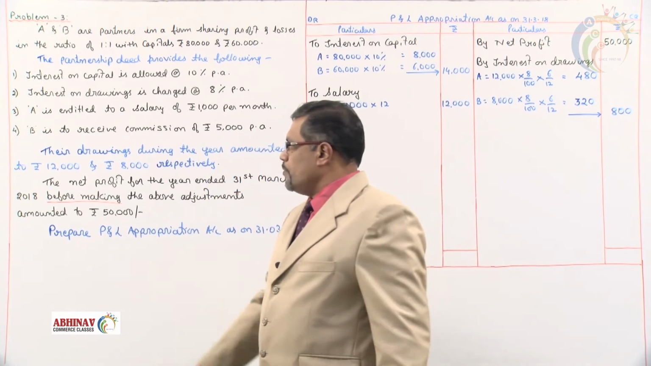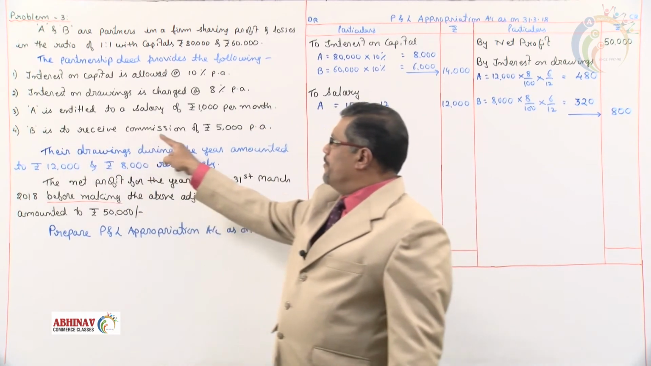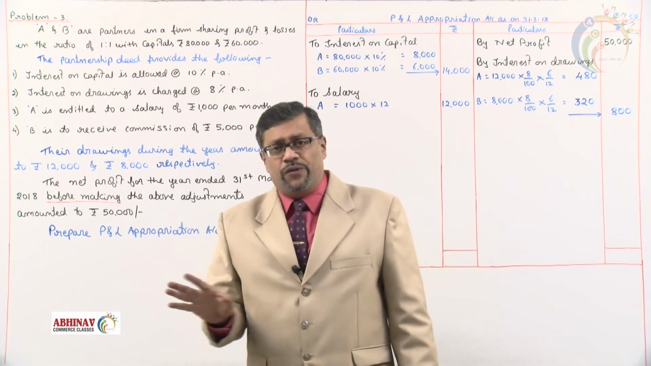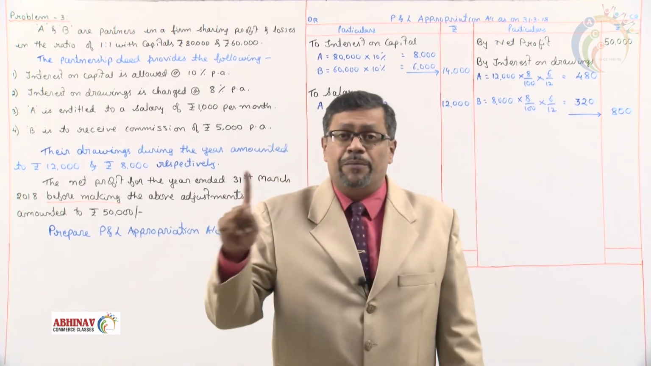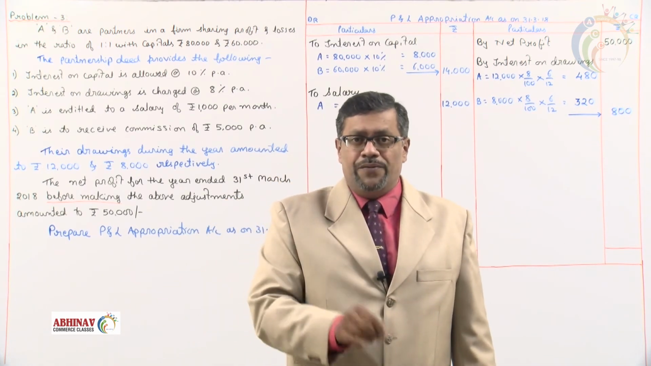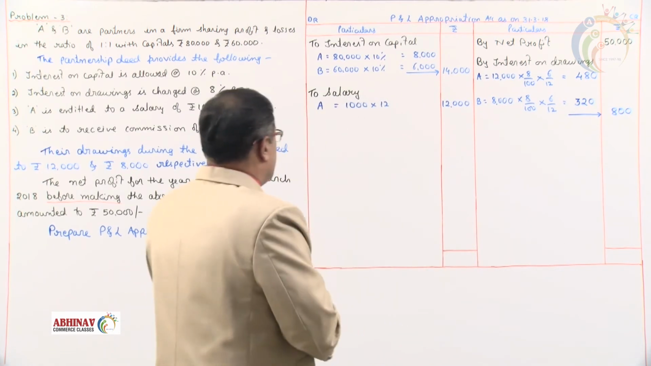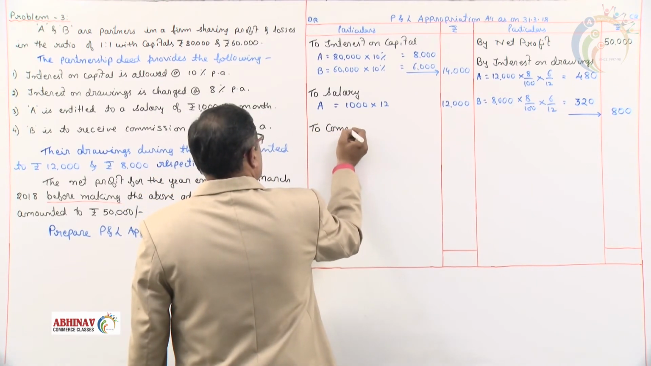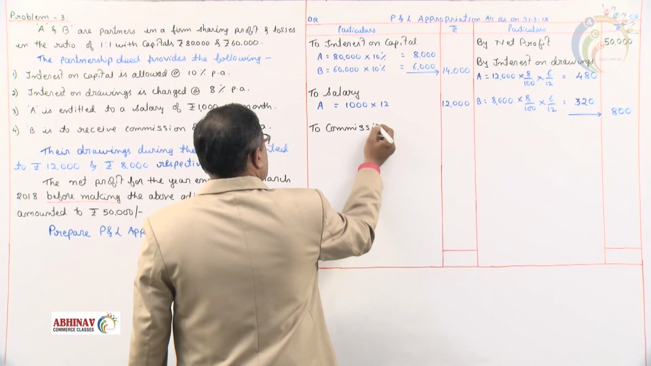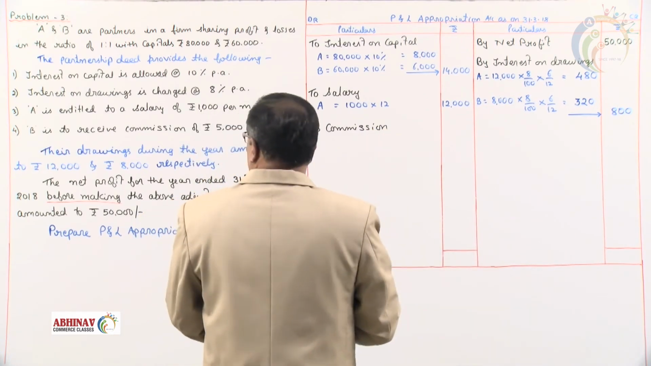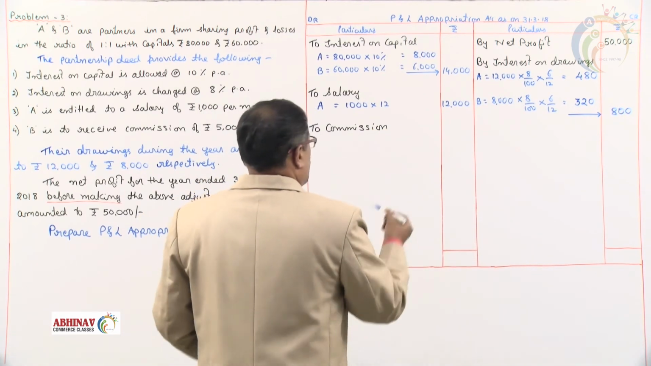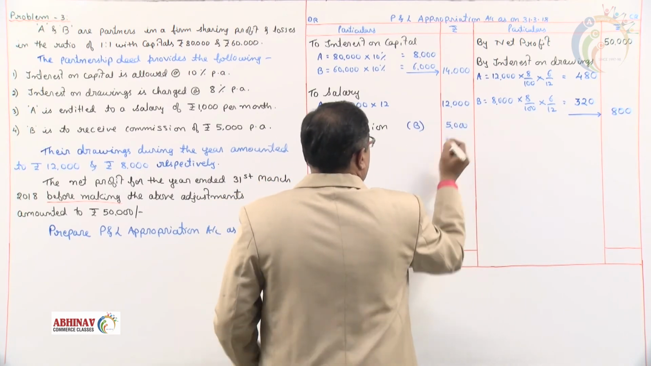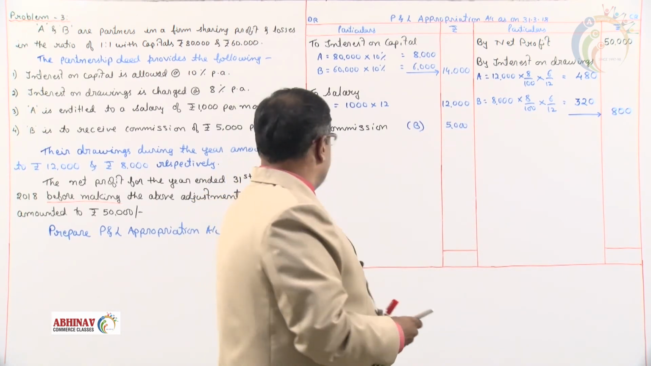Next. B is to receive commission of rupees 5,000 per annum. Per annum means for the full year. Again, the firm is paying commission to B. So for the partnership firm, it's an expense. Expenses on the debit side. To commission. Commission is paid to whom? B. There is no need to calculate anything as it is directly given as 5,000 per annum.